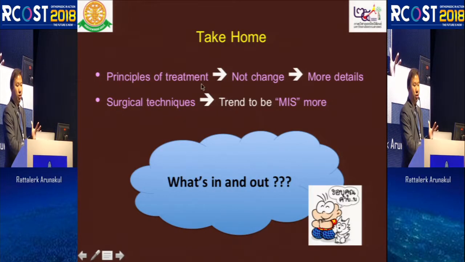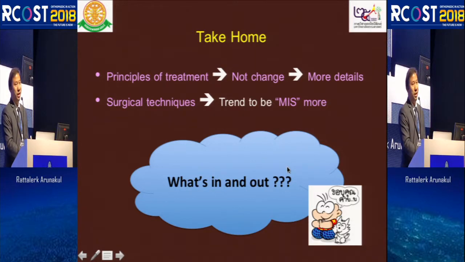So the take-home: the principle of treatment has not changed, but has more details. But the surgical techniques maybe trend toward more MIS today. What's in and what's out, I cannot say, but you can choose.